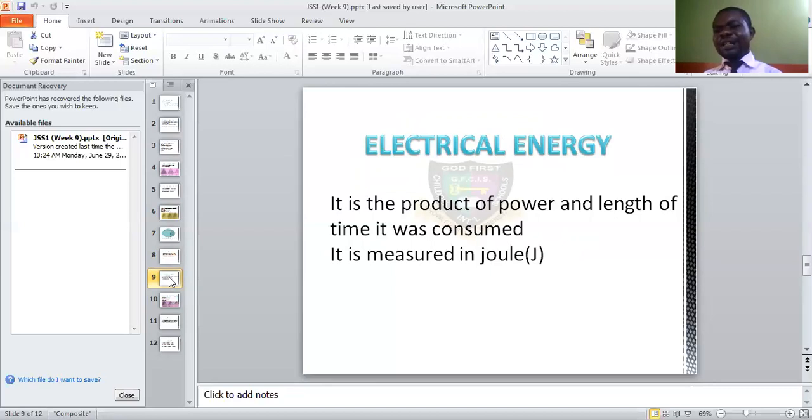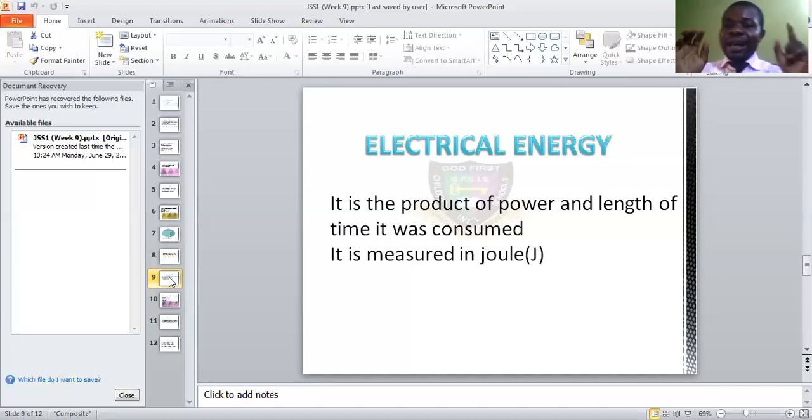So let's look at electrical energy. It is the product of power. We now know what power is. P, measured in watt. The product of power and the length of time for which it was consumed. When NEPA gives you power, they say electric power, you consume that power. That's why you are being charged at the end of the month. I call it electric bill or electricity bill. They give it to you. So energy is the product of power and the duration for which it was consumed. It is measured in joule.